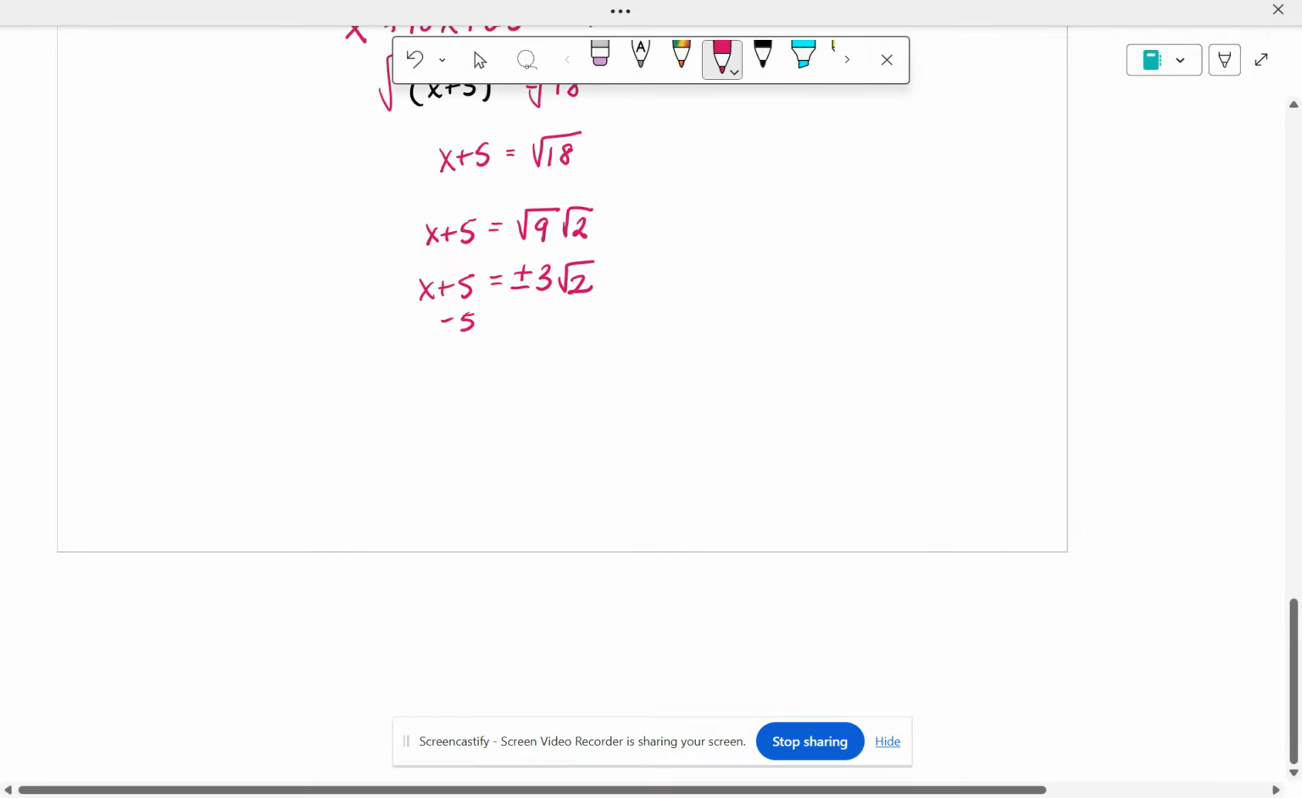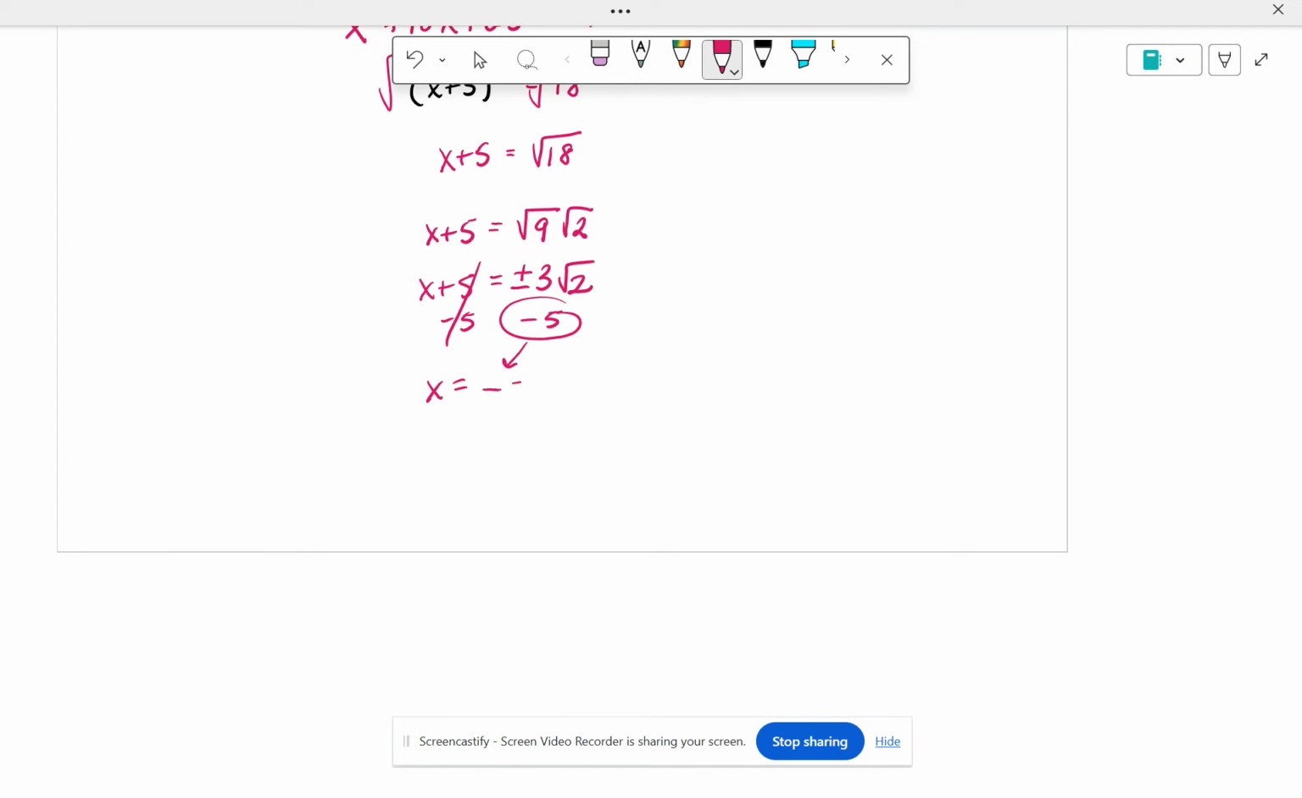I'm now going to move the 5 over. And remember, we always put the constant into the front to prevent any sort of math errors.